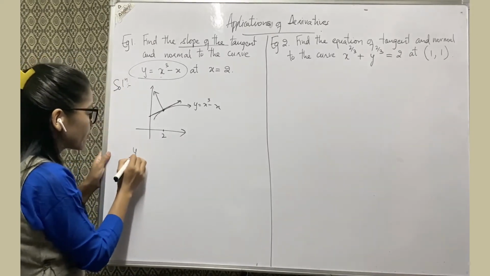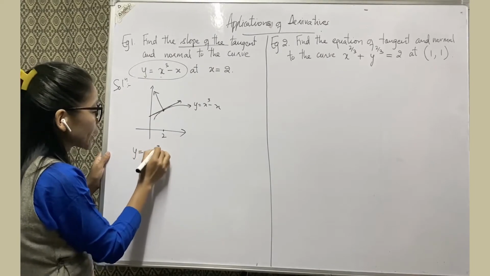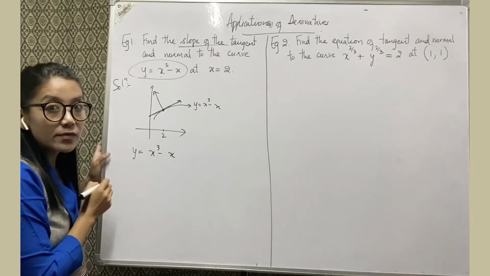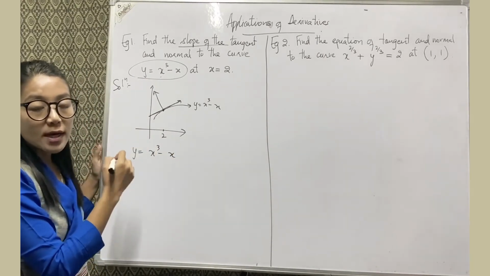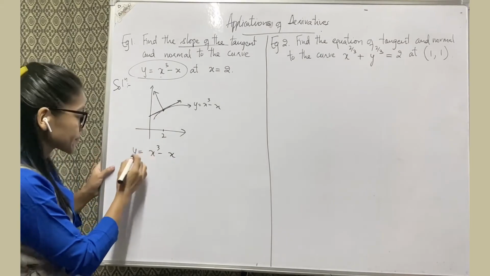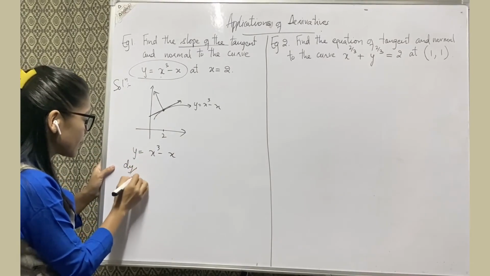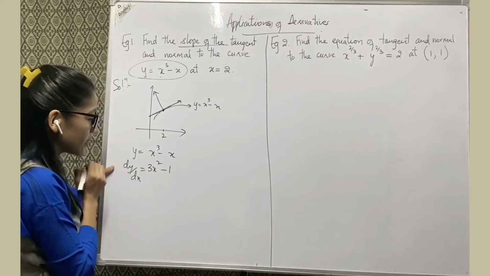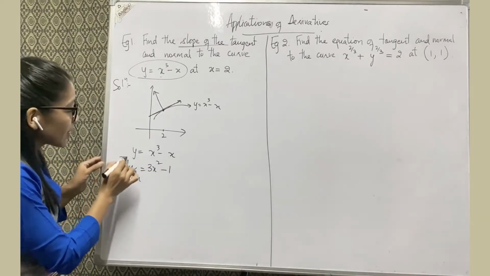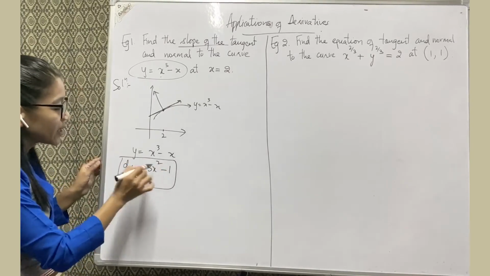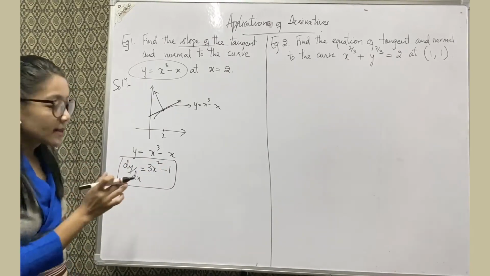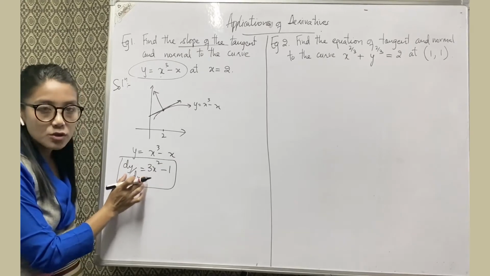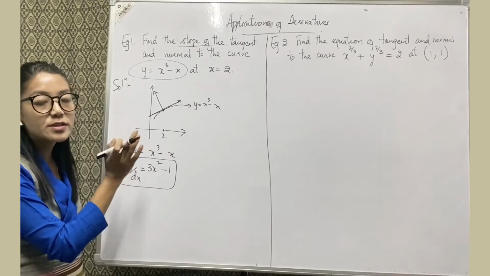So you have y is equal to x cube minus x. This is the curve. So differentiate it to get the slope of this. So you find out dy by dx. So that is equal to 3x square minus 1, right? Now when I say dy by dx is equal to 3x square minus 1, then this is the general slope of all the tangents to this curve.